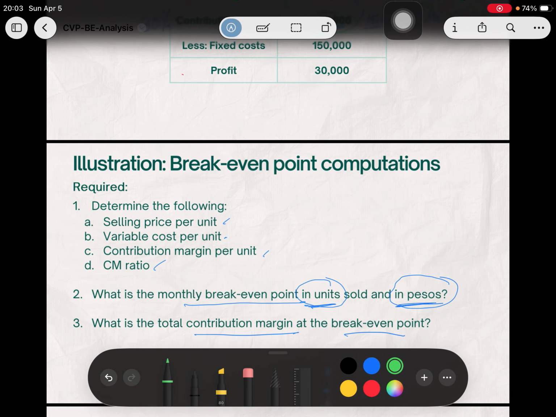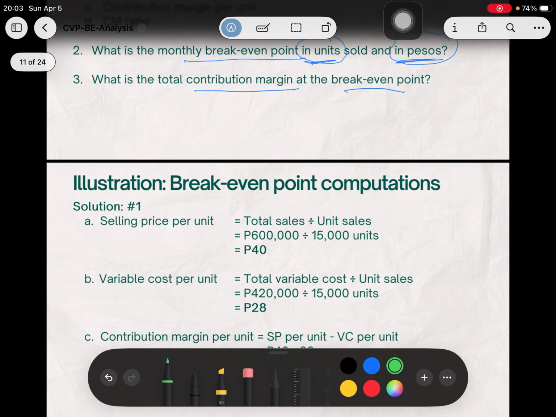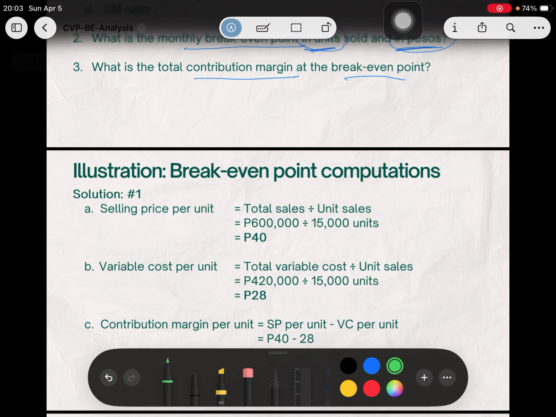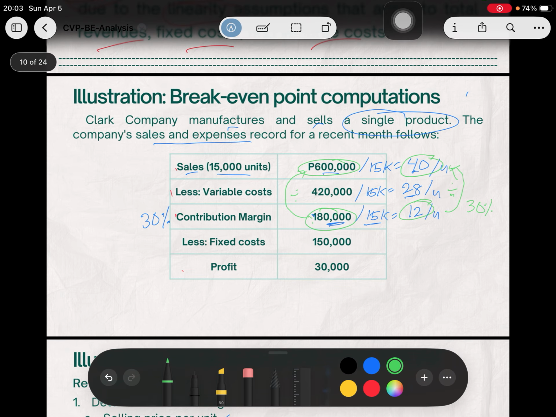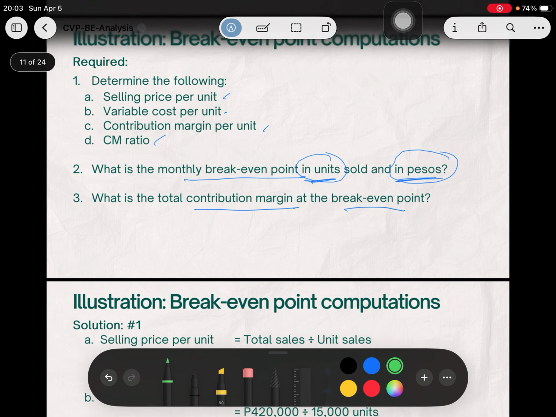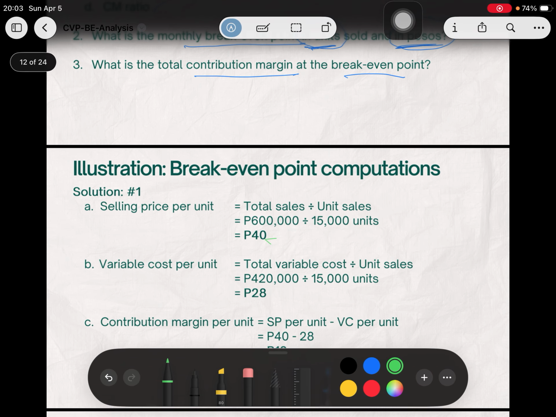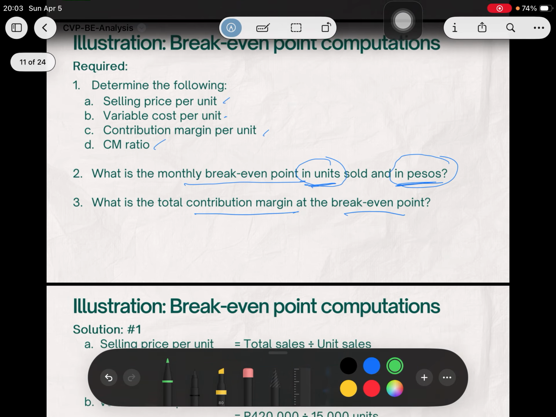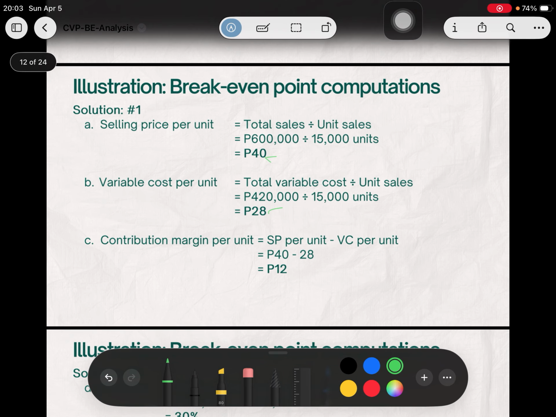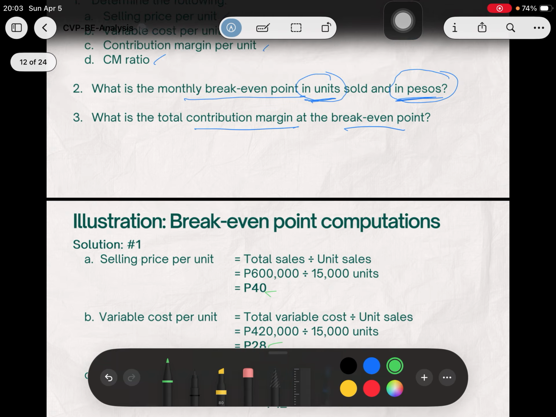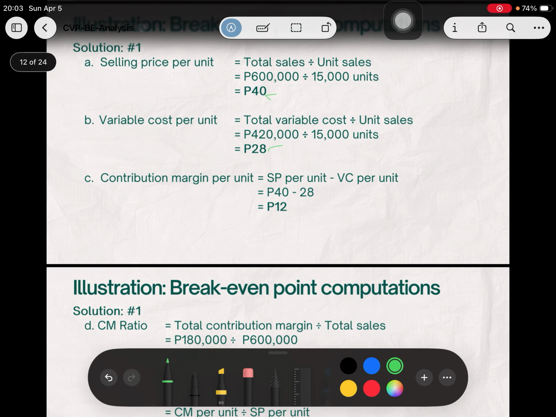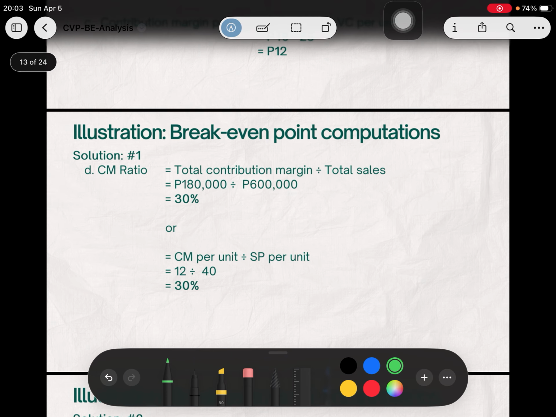Nasagot na natin. So, double check na lang natin ang ating sagot. Selling price per unit, 40. 40 ba? Ayun, 40. And then, variable cost per unit, 28. 28 ba yung sagot natin? 28. And then, contribution margin per unit, 12 pesos. 12 pa yung sagot natin. 12. And then, contribution margin ratio, 30%.